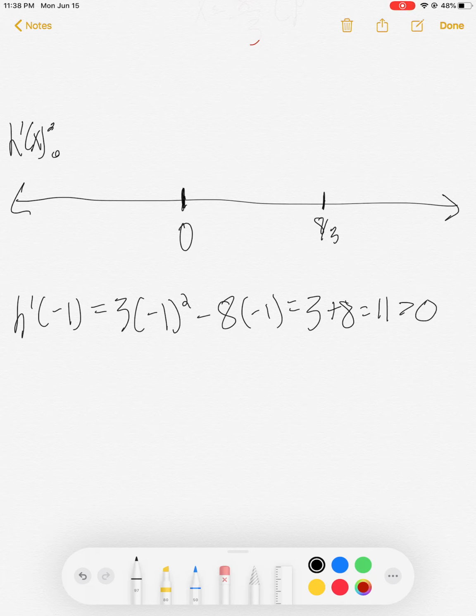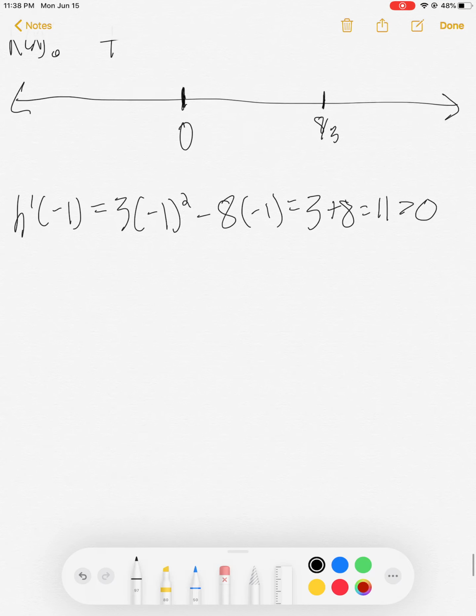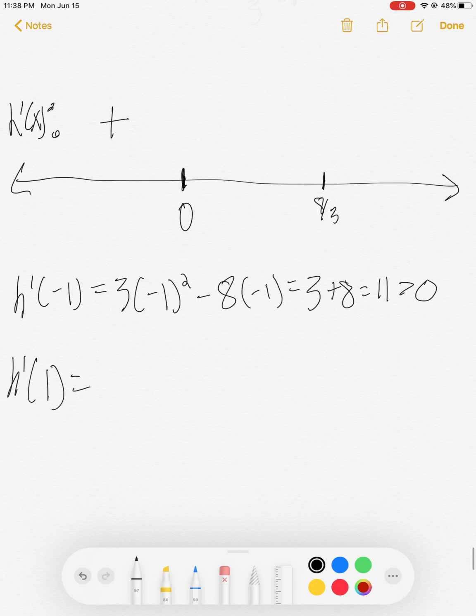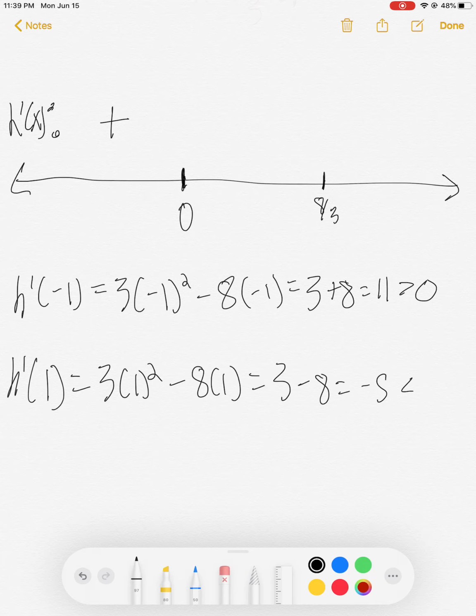So first, I'm going to plug in a point to the left of 0. Let's go with -1. That seems like a nice one. I'm going to plug that into h prime, and I get 3 times -1 squared minus 8 times -1. And that is 3 plus 8, and that is 11. And in particular, what I care about is that it's greater than 0. So I'm going to put a plus here to indicate that the derivative is positive over that interval.